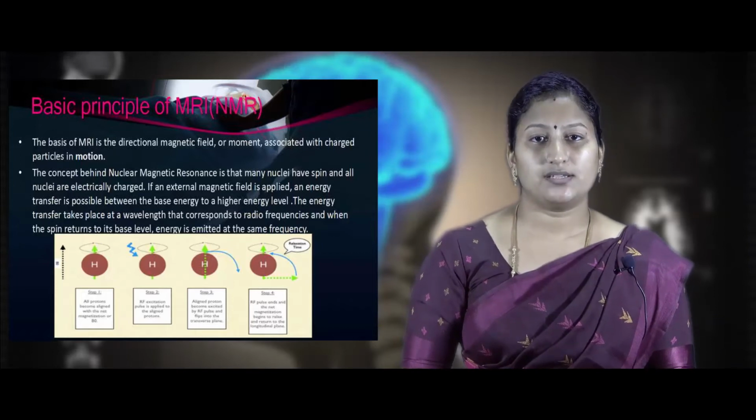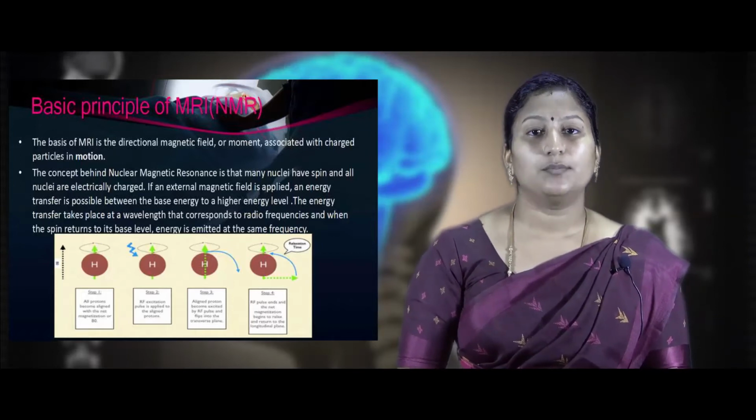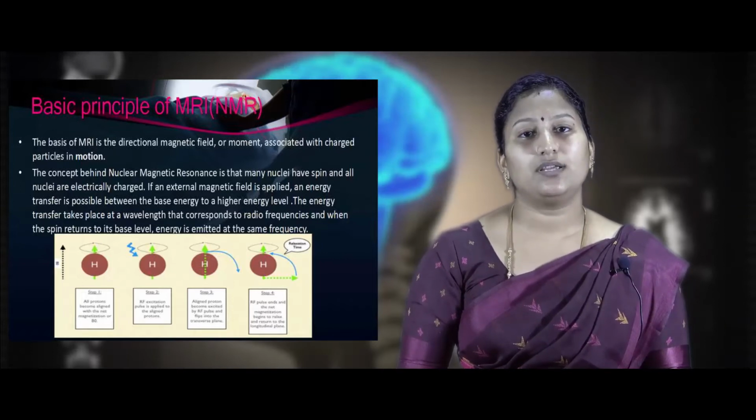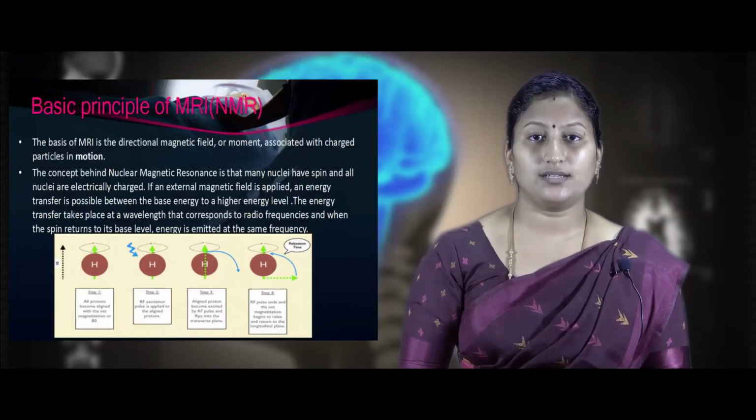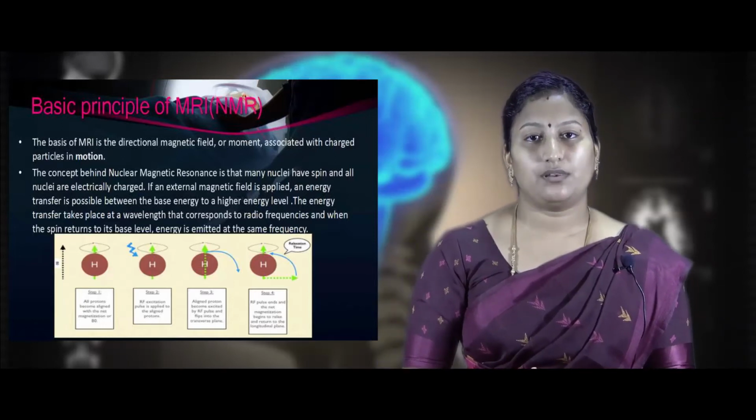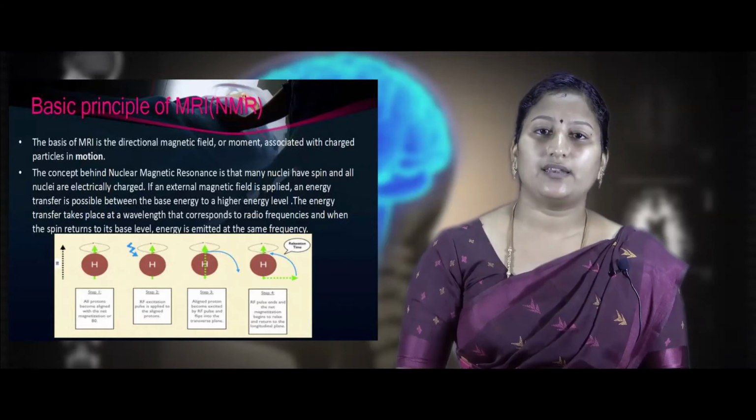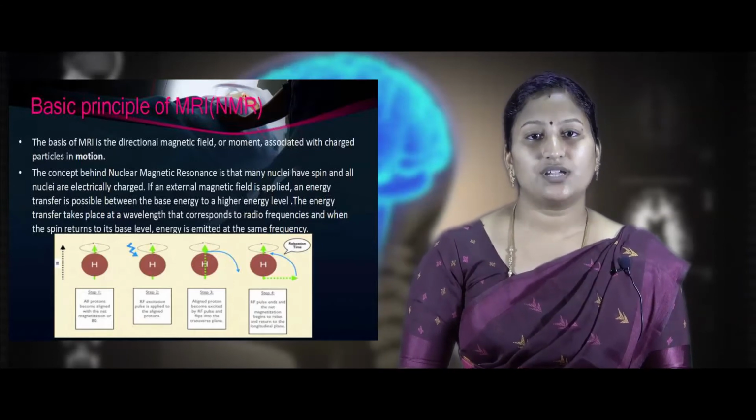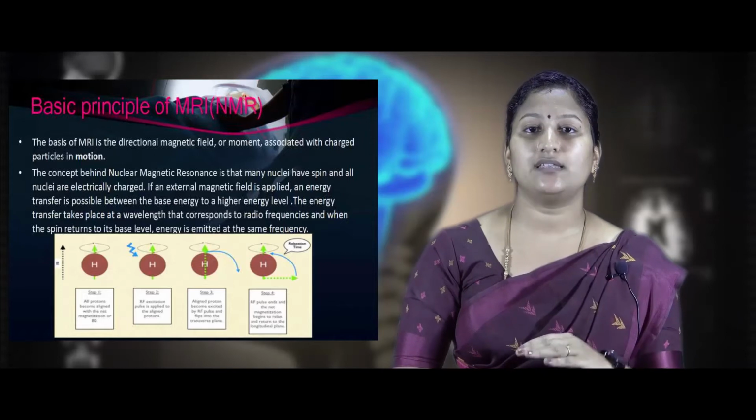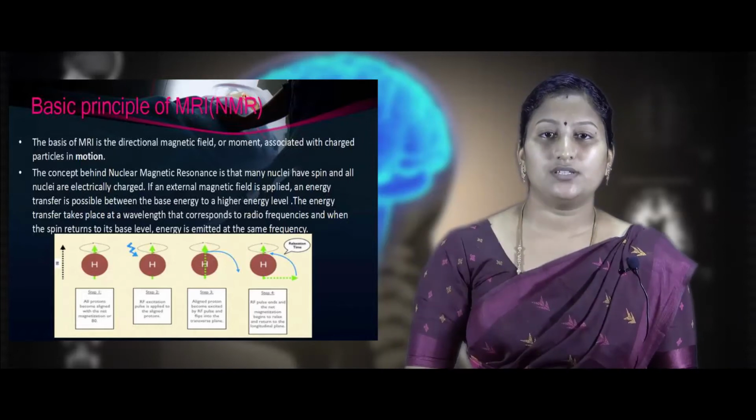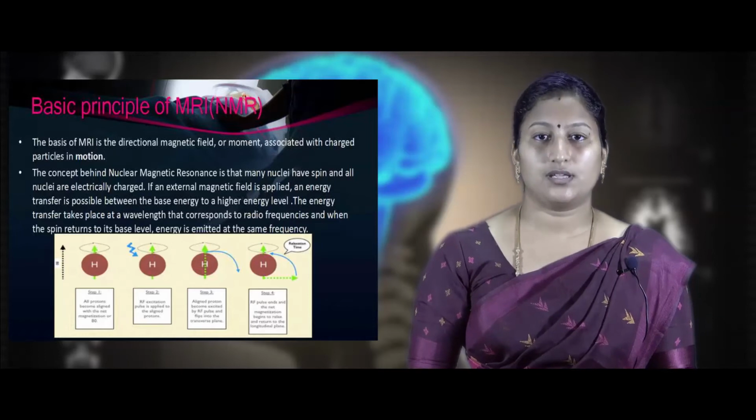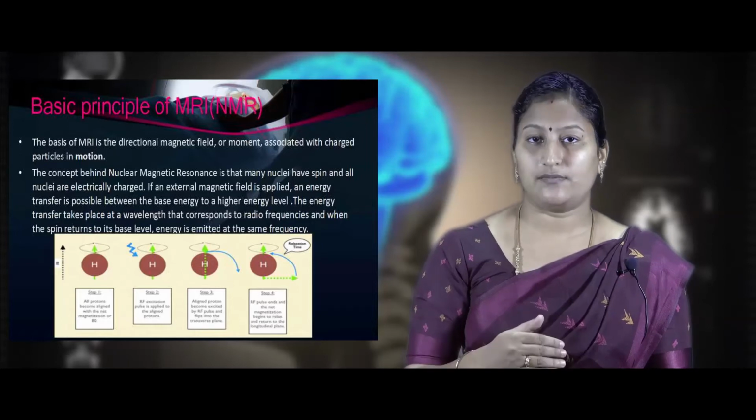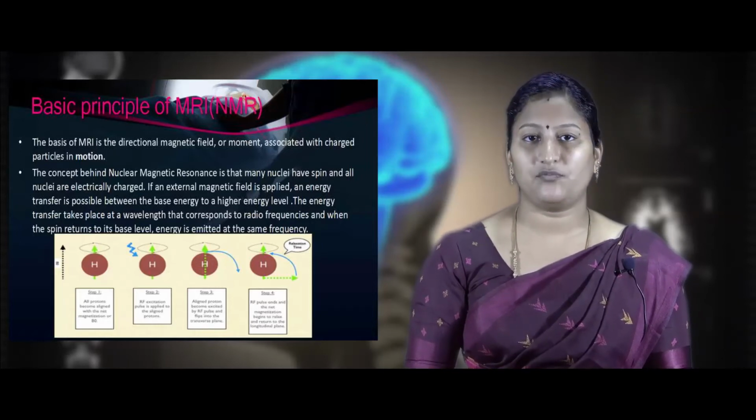The basis of MRI is the directional magnetic field or moment associated with charged particles in motion. The concept behind nuclear magnetic resonance is that many nuclei have spin and all nuclei are electrically charged. When an external magnetic field is applied, energy transfer is possible between the base energy and the higher energy level. The energy transfer takes place at a wavelength corresponding to the radio frequency, and when the spin returns to its base level, the energy is emitted at the same frequency.